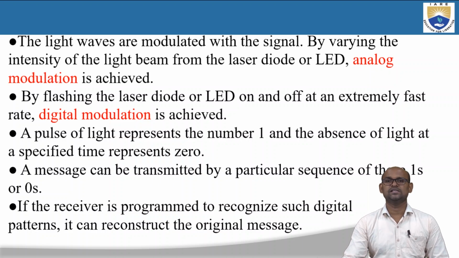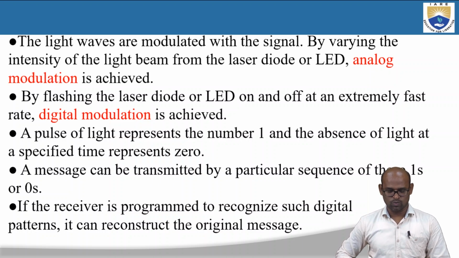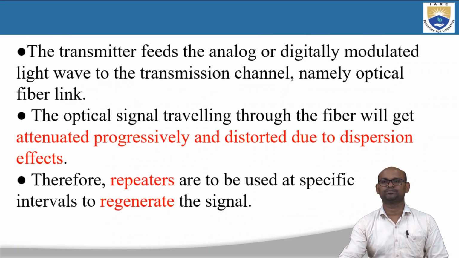So a pulse of light represents 1 and absence of light represents 0. So the message is basically in terms of zeros and ones. If the receiver is programmed to recognize such digital patterns, it will reconstruct the original message. So the transmitter feeds the analog or digitally modulated light wave to the transmission channel, namely the optical fiber link.